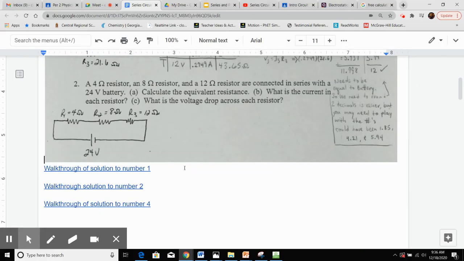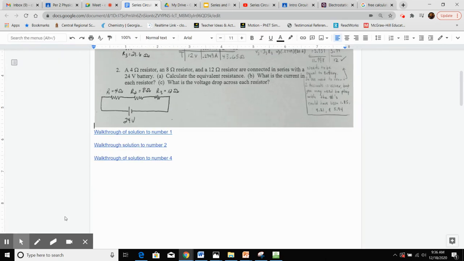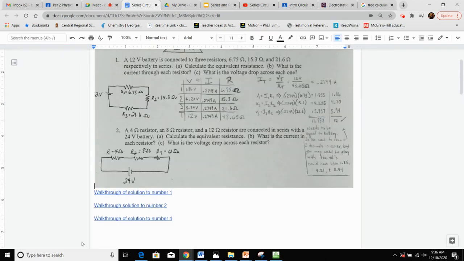And again, if you have the Google Doc up, I have a walkthrough solution, like a video, that will take you through it step by step if needed. So there's no excuse not to get any of the homework done right now.